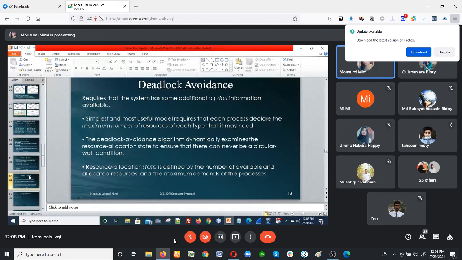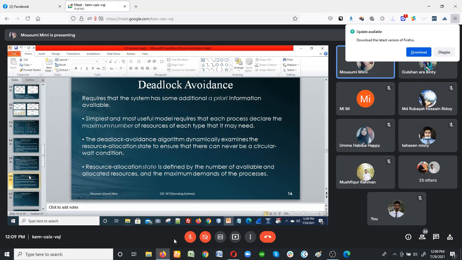They will say that my process 1 needs a maximum of 2 resources, process 3 needs a maximum of 5 resources, process 5 needs a maximum of 4 resources. Then the deadlock avoidance algorithm dynamically examines the resource allocation state to ensure that there can never be a circular wait. So there is a deadlock algorithm, which is the Banker's algorithm. Next class you will learn about the Banker's algorithm in detail, how to calculate it.